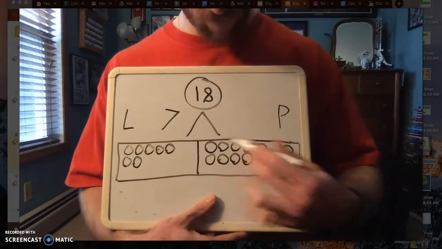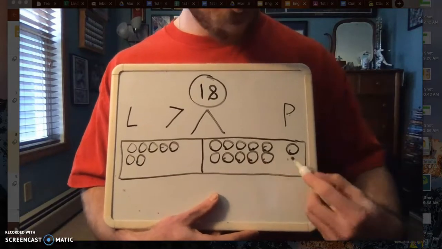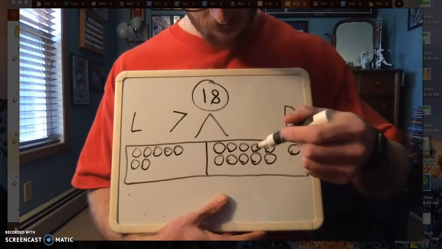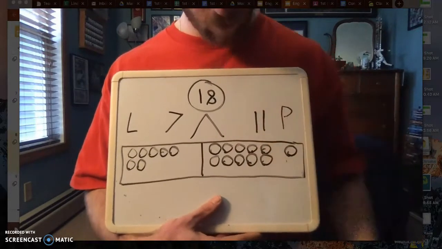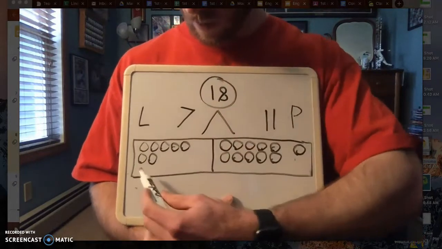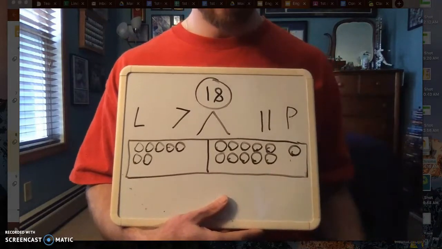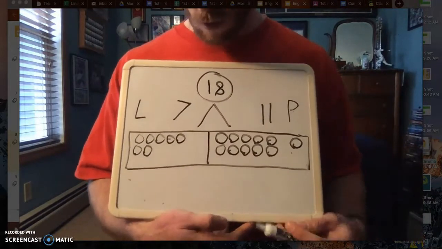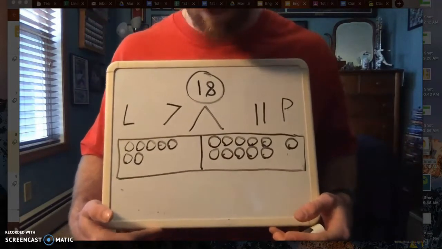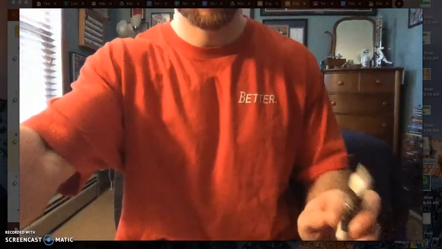I have a full 10 frame and then one extra one on the side. So 10 plus 1, what's 10 plus 1? 11. So that means he walked 11 minutes to the park. So if he walked a total of 18 minutes and his first half of the walk was 7 minutes, that means the other part must be 11 minutes. So go ahead, take a quick second and write down the number sentence that you think goes along with this word problem. I'm going to do the same and then we will compare.